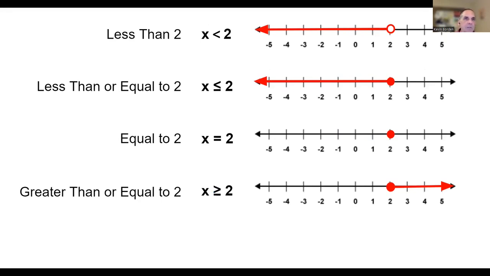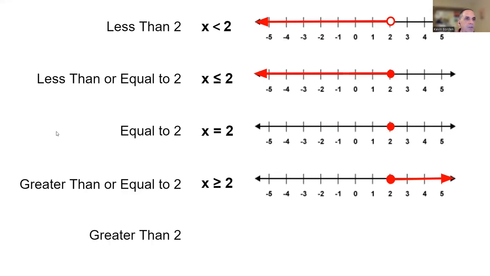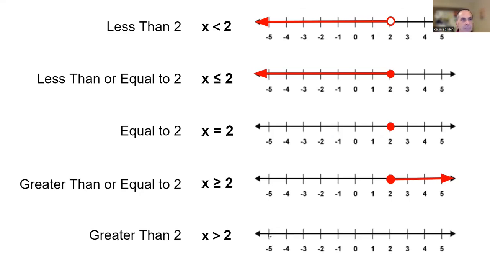Last one, greater than 2. That's the math statement. X greater than, no underline, the number 2. There's our number line, a hollow circle indicating that 2 is not included, but an arrow going to the right indicating that all numbers to the right of 2 or larger than 2 are included in the solution.